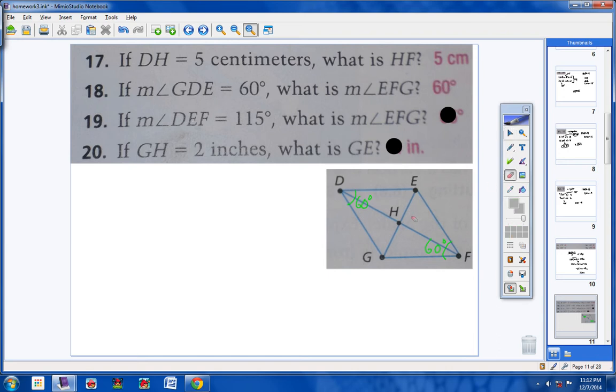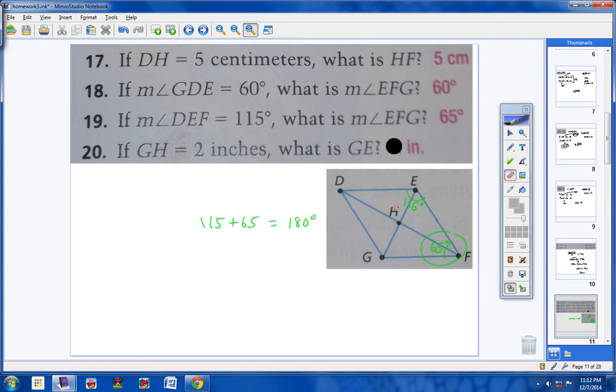Okay, number 19. The measure of angle DEF is 115. What is the measure of EFG? EFG, this angle here. Well, students, we've learned that consecutive angles, that means angles that are side by side, consecutive angles in a parallelogram, are supplementary. So this angle here would have to be 65. Why? Because 115 plus 65 equals 180. So this angle here has to be 65.